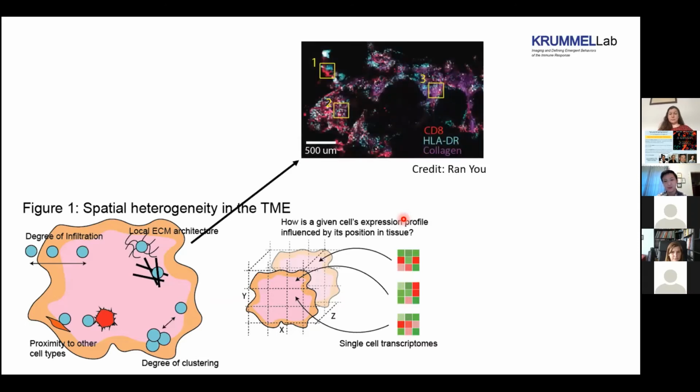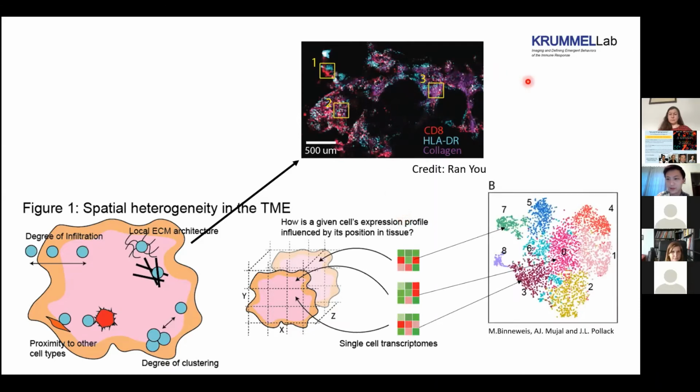So this is an example of two-photon imaging of a human CRC biopsy, and you can see there are areas of increased collagen buildup, and areas where there's increased clustering of certain cell types, in this case CD8 T cells, and increased clustering of myeloid cell types as well.